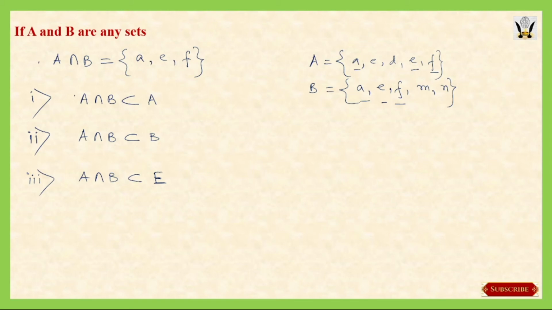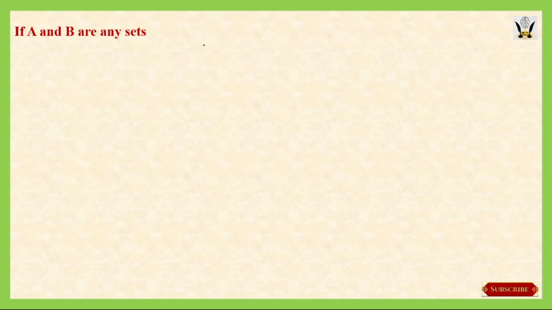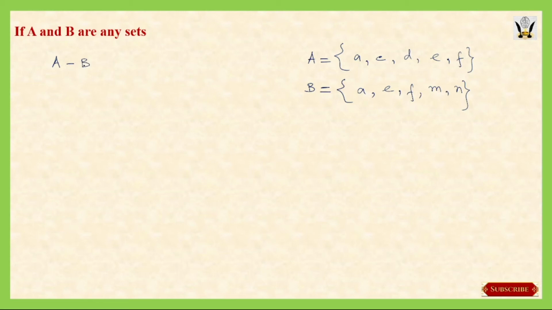Now the next operation will be based on the difference of two sets, and for that again we will consider the same sets A and B. Now if we perform the difference of A and B, then what will it be? The difference means we know that it will include all the elements which belong to A but don't belong to B. So first we will see which elements belong to A but don't belong to B.